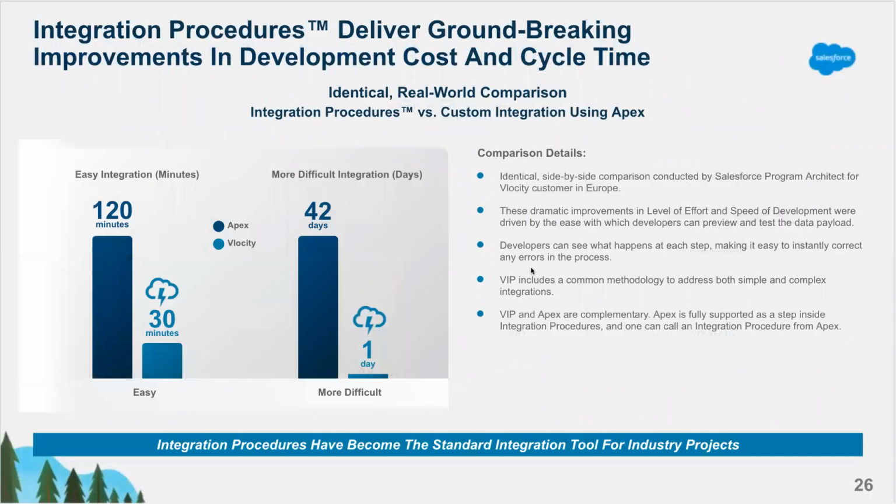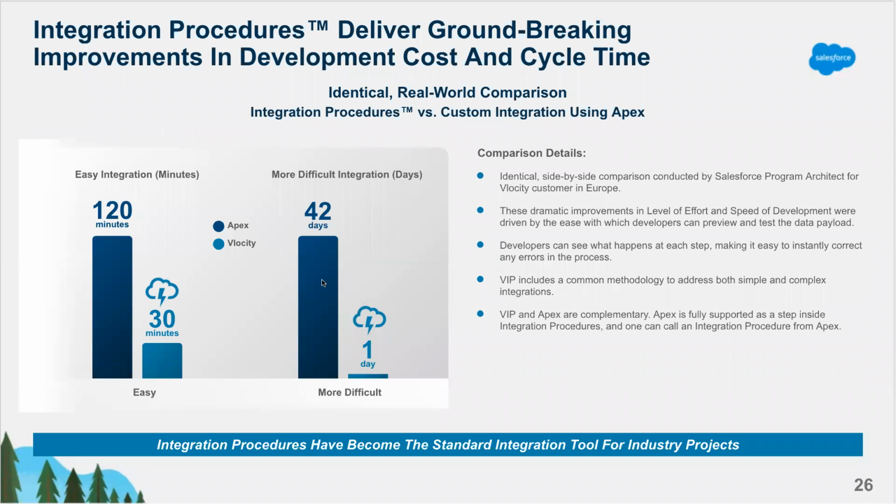This is a summary of the time and effort it takes to configure a common multi-step transaction with and without integration procedures. So in an easy case, it takes on average about 30 minutes to configure and test an integration procedure, whereas if you were to try to do the same thing with Apex, it'd take about 2 hours.